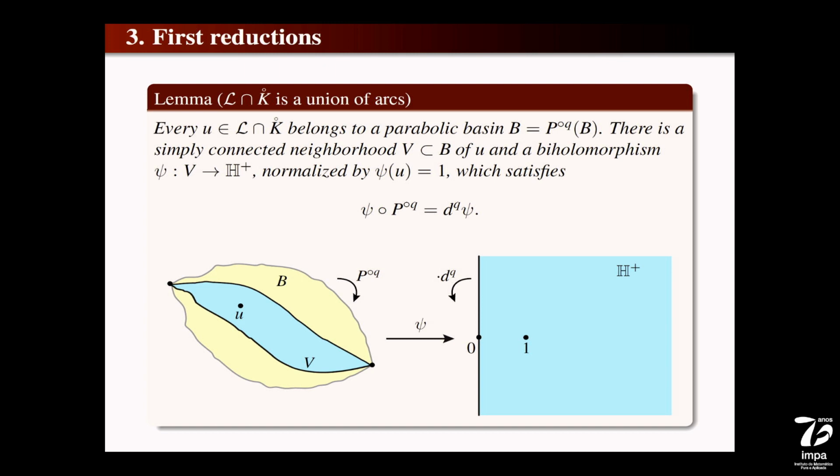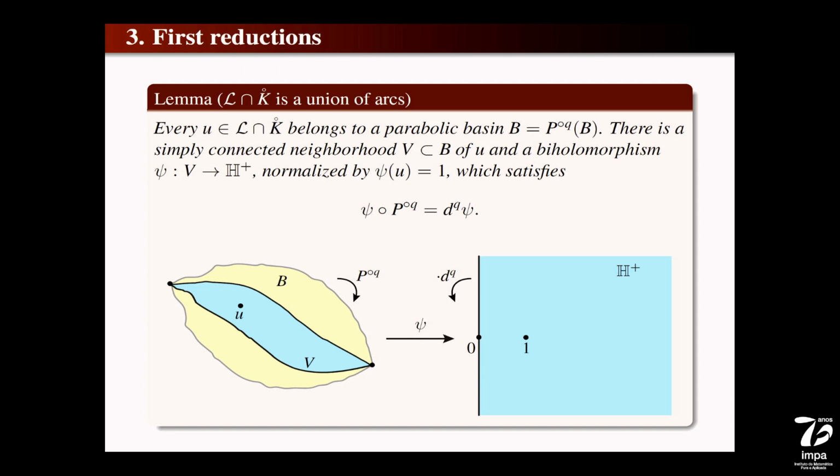More specifically, every point u in the intersection of L with the interior of the Julia set must be in a parabolic basin, which is fixed under the qth iterate. But moreover, this is u, and there is a parabolic basin, B, which is fixed under the qth iterate. But this u is contained in some simply connected domain inside that basin. I'm going to call that V. You should think of this V as some kind of a band or infinite strip.